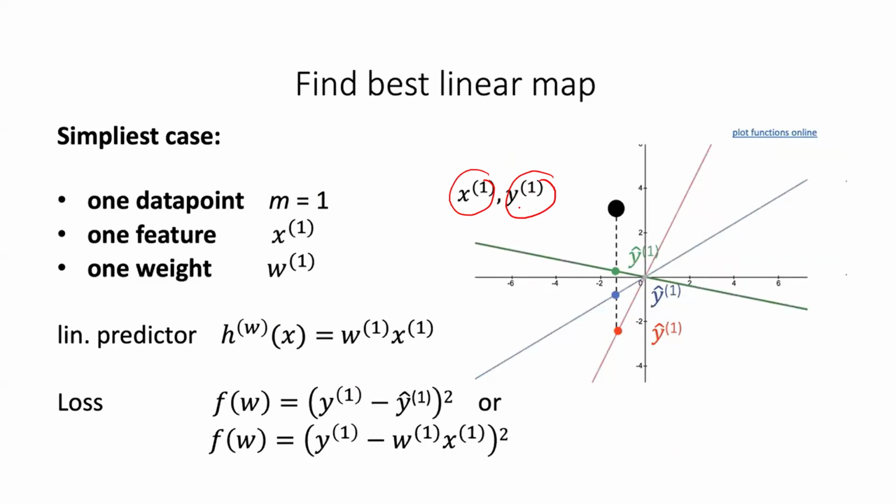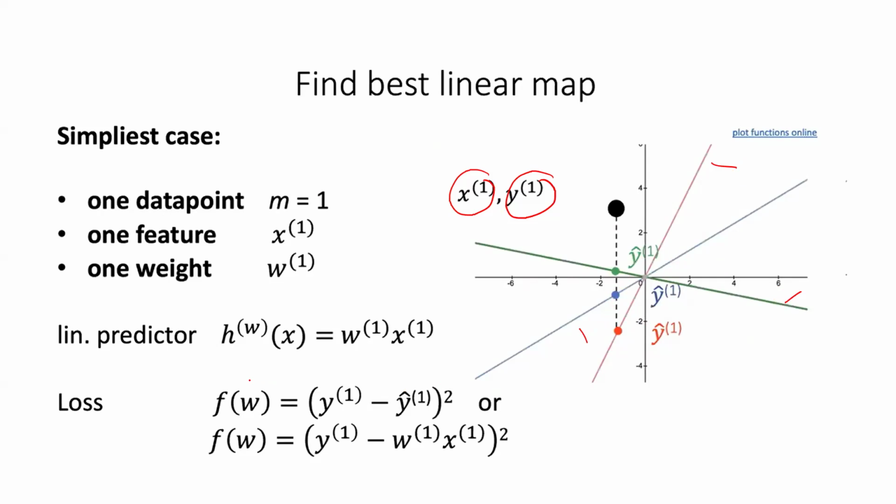We need to choose the best linear predictor. These are different linear predictors, one in red, one in green, and one in blue. How can we do that? By changing the slope. So what is that slope?